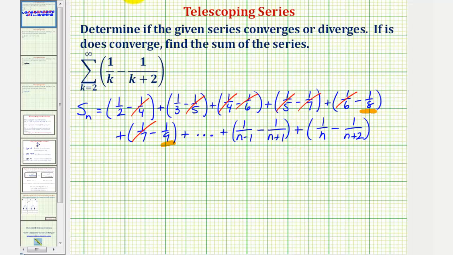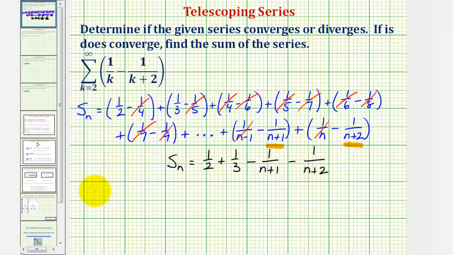The only remaining two fractions are again the last two fractions from the last two groups. So that's our pattern. If we continue simplifying through the nth term, the only two fractions remaining would be these last two fractions from the last two groups. All the other fractions would simplify out, which means the simplified formula for the partial sum S sub n would be equal to 1/2 plus 1/3, and then we have minus 1 divided by the quantity n plus 1 minus 1 divided by the quantity n plus 2.